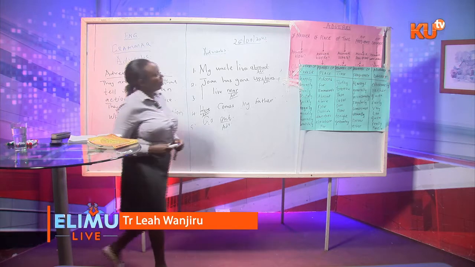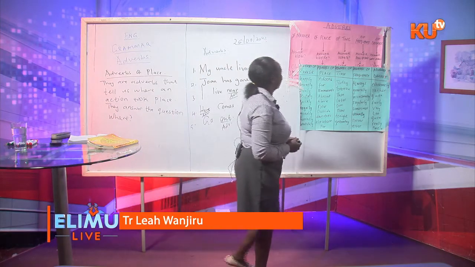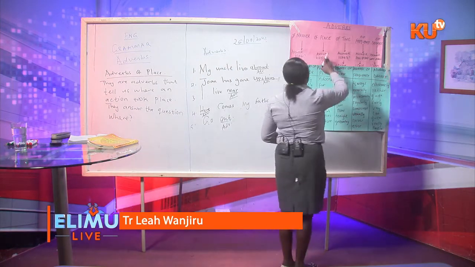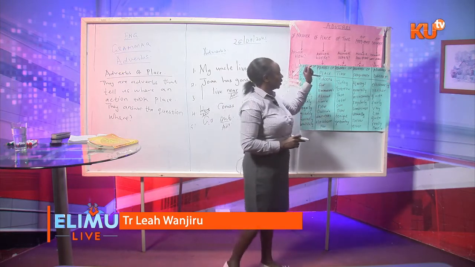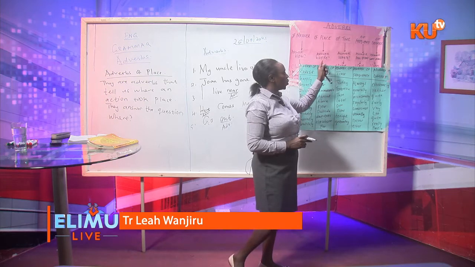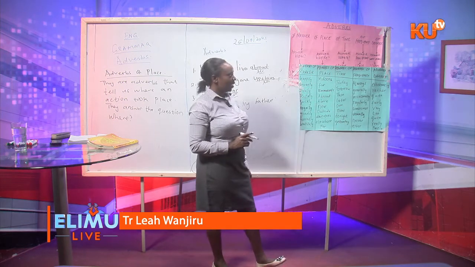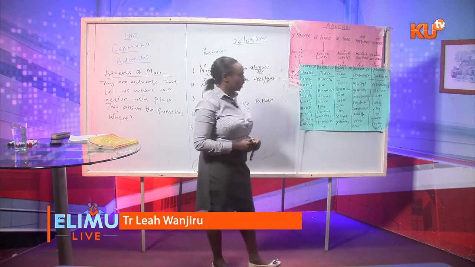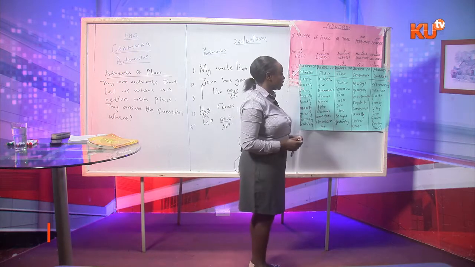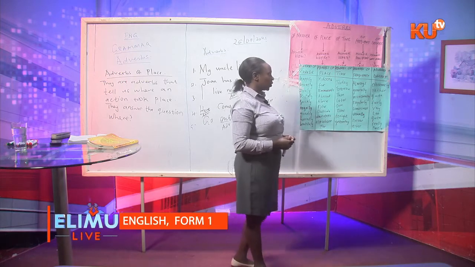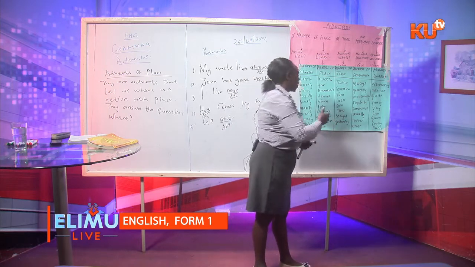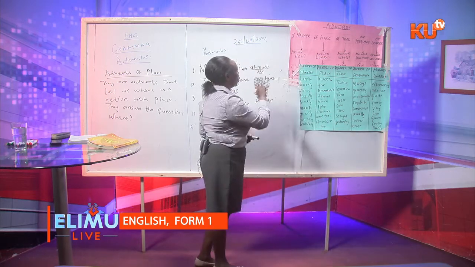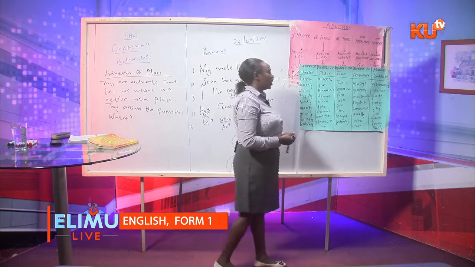Then on my chart, I have now the adverbs of place, and I've clearly outlined that they answer the question where. Whatever you are watching, you can use the following examples to construct your own sentences, to see whether you have understood the adverbs of place.